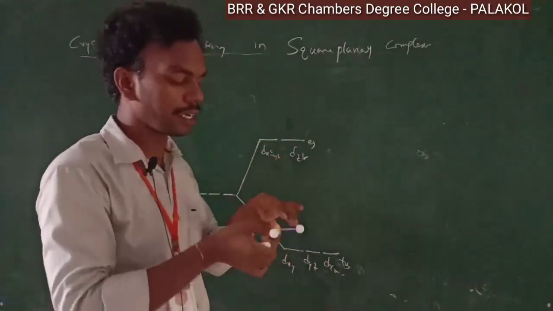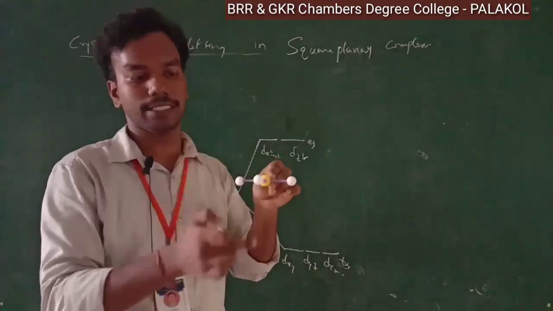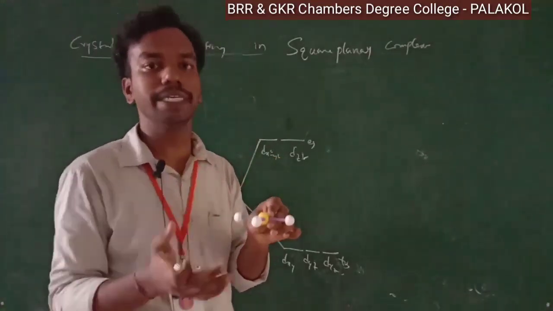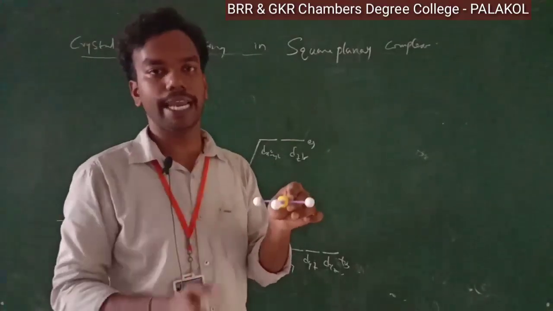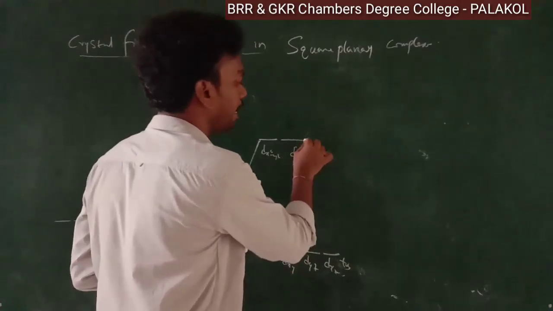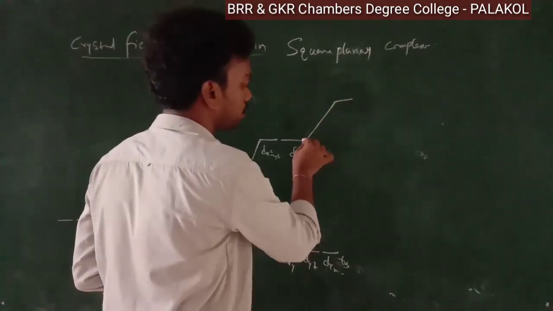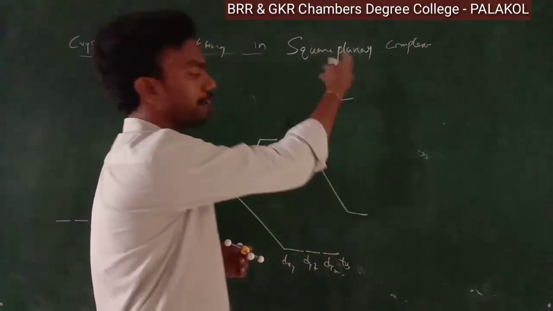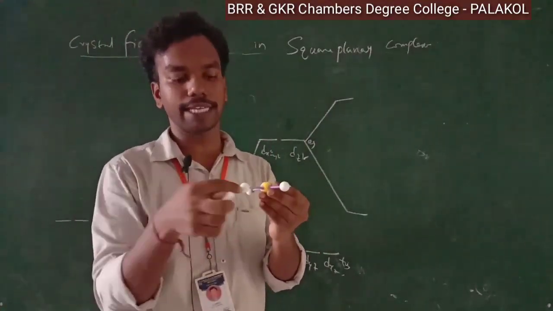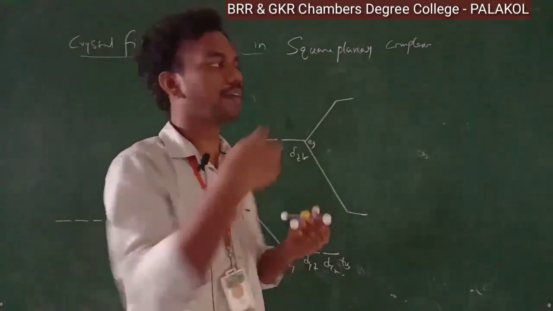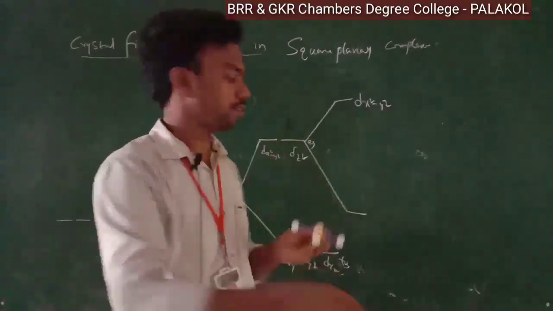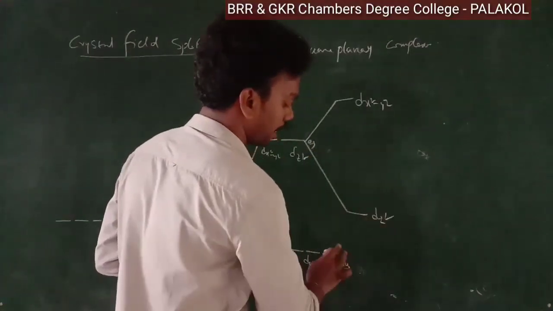But here there are no ligands along the z axis, which means there are no repulsions along the z axis. So that's why these two orbitals split again into two energy states. Which one has higher energy? Dx square y square, because ligands are along the x axis and y axis. So dx square y square has higher energy, and since there are no ligands along the z axis, dz square has lower energy.